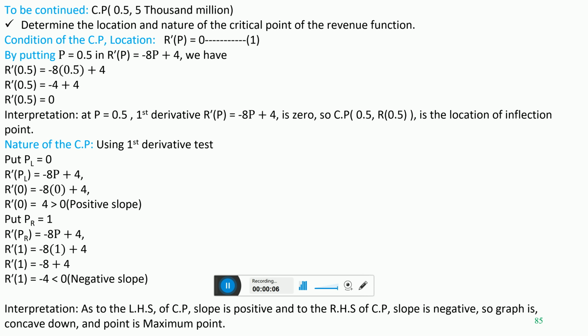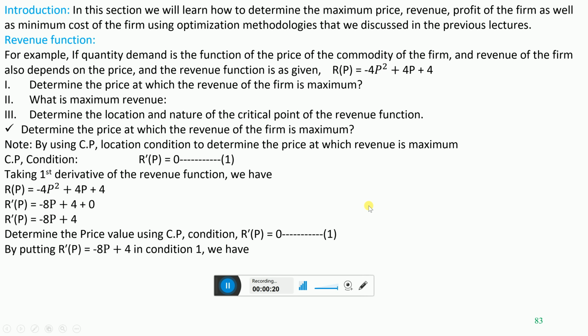In the previous lecture we were learning optimization applications, and we were discussing the revenue function example. Let me take you back to that example. This is the revenue function example. For this revenue function, the first part of the question is: define the price at which revenue is maximum.